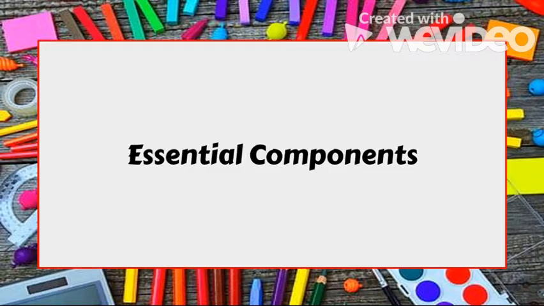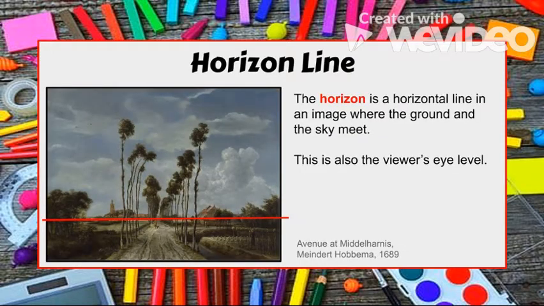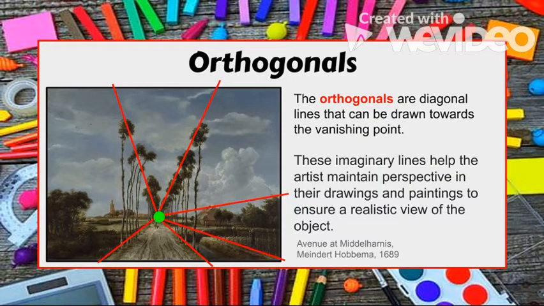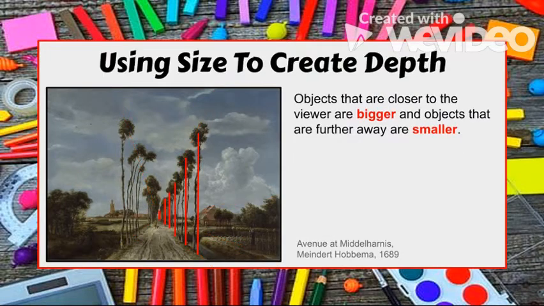When using linear perspective, there are three essential components: the horizon line, where the sky and the ground meet; the vanishing point, a point or points on the horizon line where everything goes towards; and orthogonals, those are the lines that go towards the vanishing point. Another thing to keep in mind if you're trying to create convincing perspective in your art: objects that are closer to the viewer are bigger, and objects that are further away are smaller.